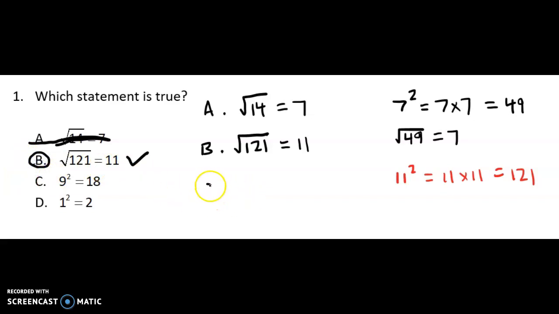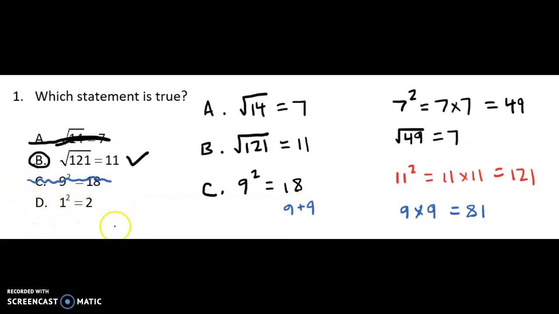But just to keep going here, for explanation's sake, let's look at 9 squared being equal to 18. So if we examine that a bit closer, we know that 9 squared means 9 times 9. And 9 times 9 is 81. The only way we could get 18 here would be if we had 9 plus 9. So we know that it can't be C.